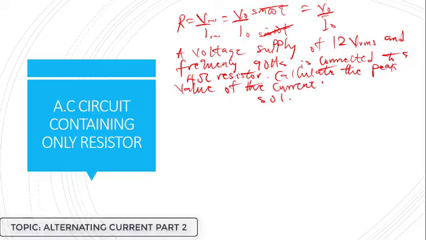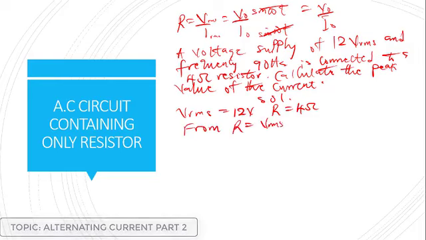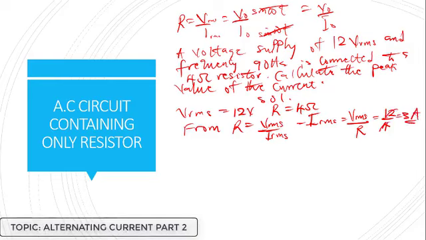Now, the solution to this question is going to be our RMS voltage, which is 12 volts, our resistance R, which is 4 ohms. Now, from R equal to RMS volts over RMS current, we're going to have our RMS current equal to our RMS voltage over the resistor itself, which gives us 12 over 4. 12 divided by 4, this is 3 amperes. That is the answer to this question.